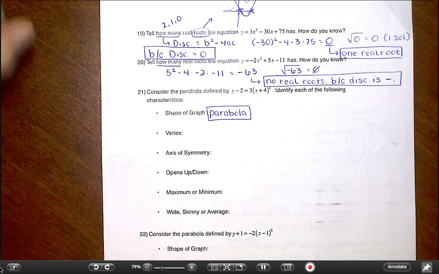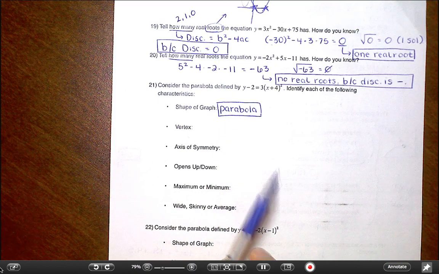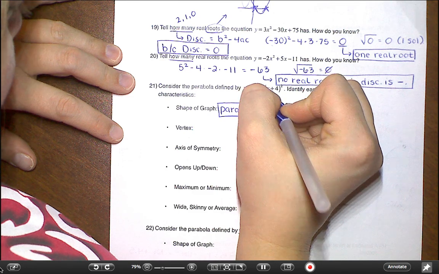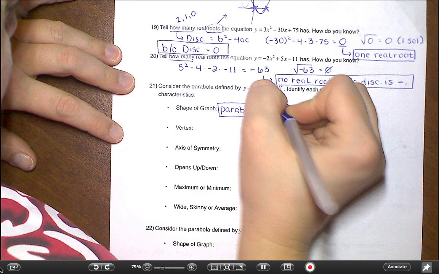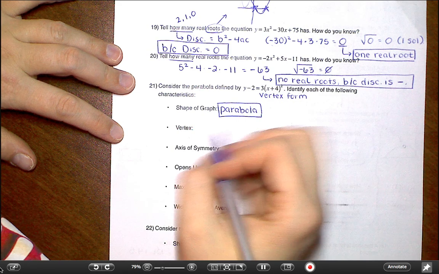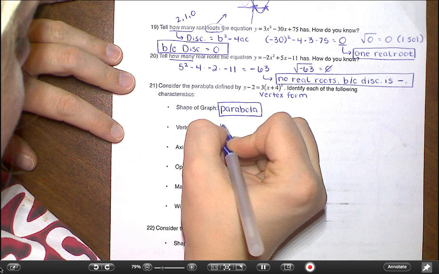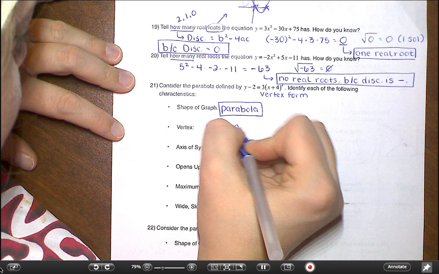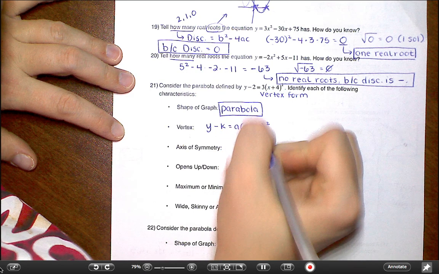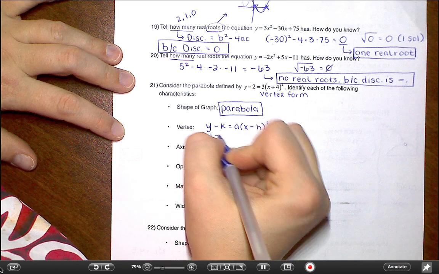To find the vertex, this is obviously much easier for this problem because this is in vertex form. So what I would do is look at your equation next to the formula for vertex form. If you want to actually write it out like I am, that's not a bad idea. So that's the form, and here's my equation.